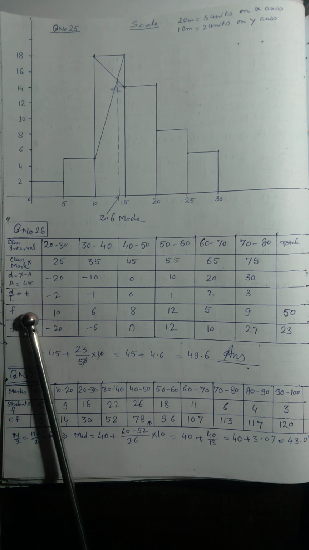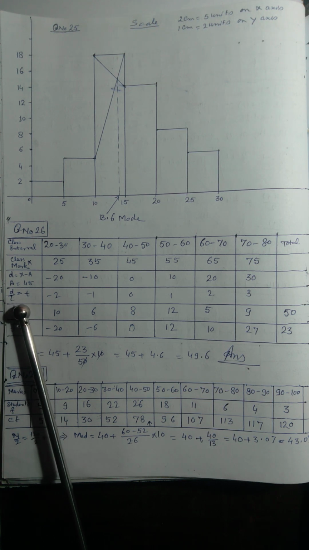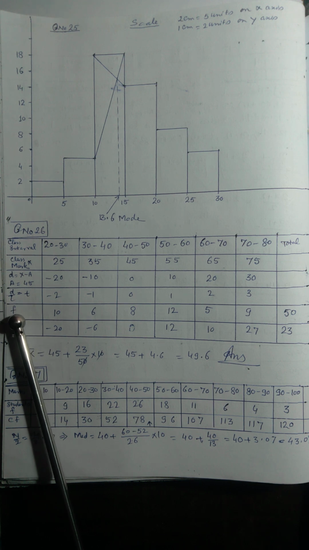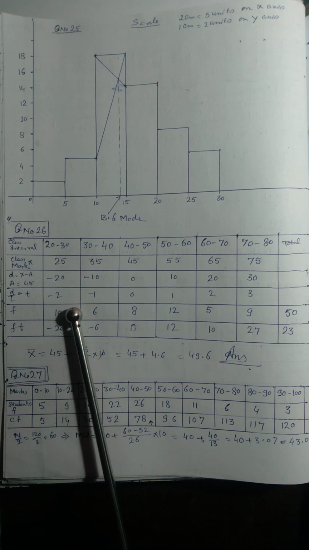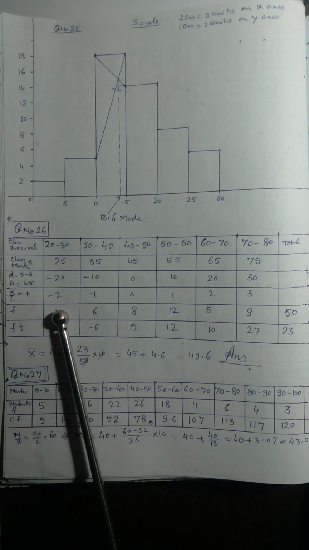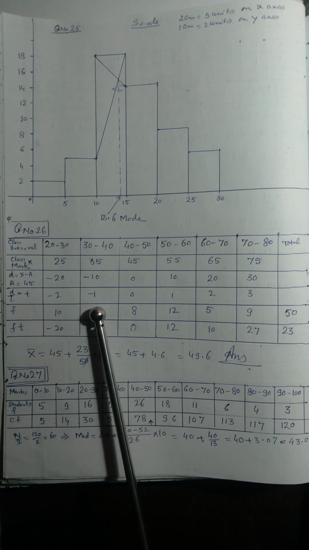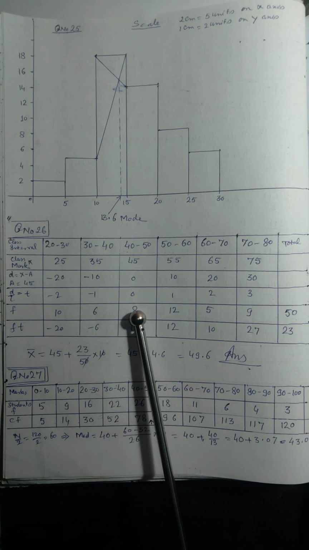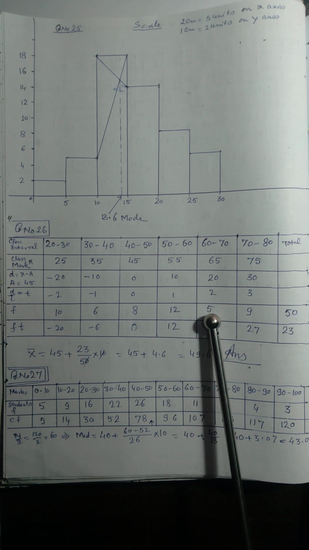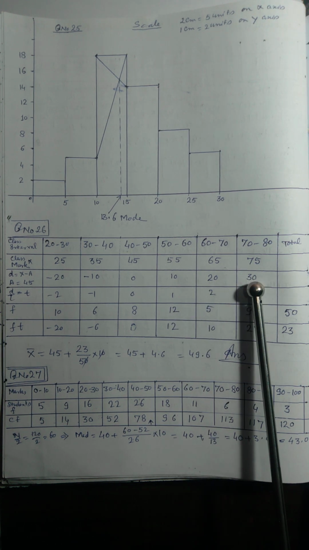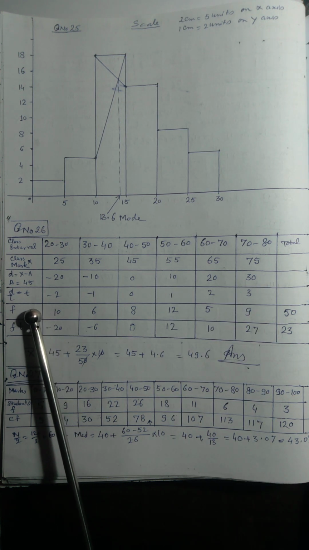Now, in order to find the value of t, deviation, we have to divide deviation by class interval. That is, you see the class interval 20 to 30, that is 10. So, minus 20 divided by 10, that is minus 2. Minus 10 divided by 10, that is minus 1. 0 divided by 10, that is 0. 10 divided by 10, that is 1. 20 divided by 10, that is 2. 30 divided by 10, that is 3. Now, we have got the value of t.